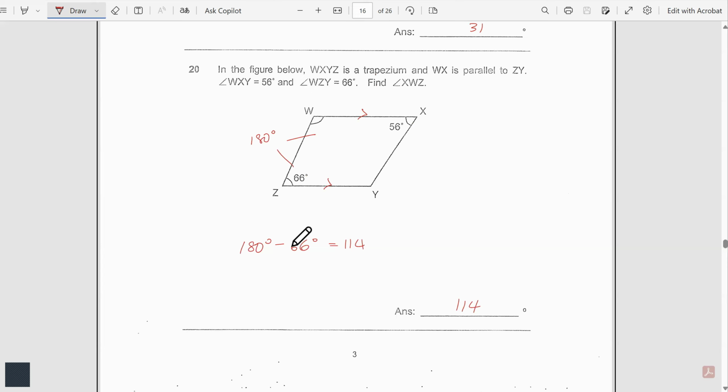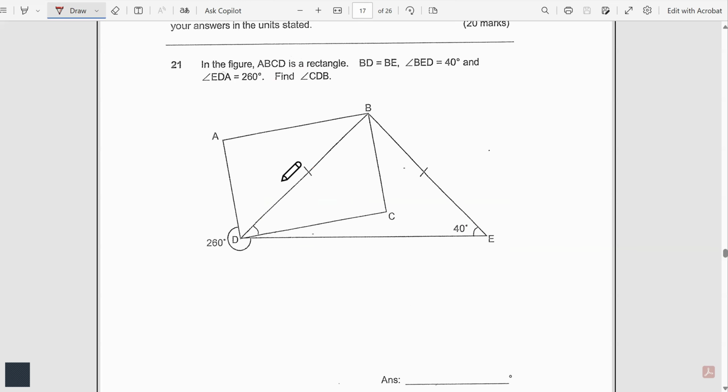Okay, question 21. Another angle question. So in the figure here, you have ABCD is a rectangle, and you have equal lines BD and BE, which is marked out already. You have 40 degrees, 260 degrees, find CDB. This angle marked out over here.